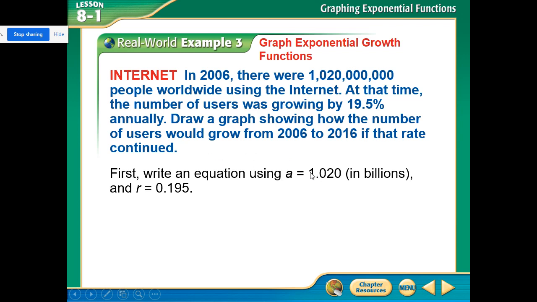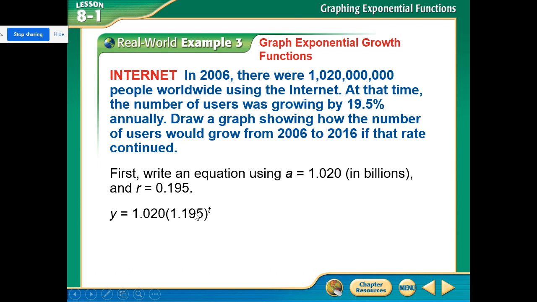So our original number, our A value, is the number on the outside, that is 1.021. And our rate is 0.195. So when we do that, you have to add 1 to our rate. So it's 1.195. Otherwise, if you just multiply by this, it will constantly decrease, which is, of course, not what we want. We want to increase.